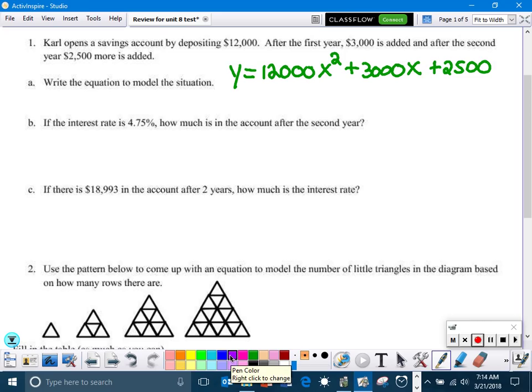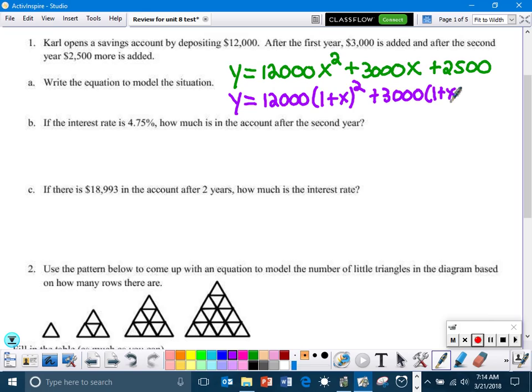You can also write it with the 1 plus inside. So, for example, you could write 12,000 times (1 plus x) squared plus 3,000 times (1 plus x) plus the 2,500. Either one of those will work. All right?